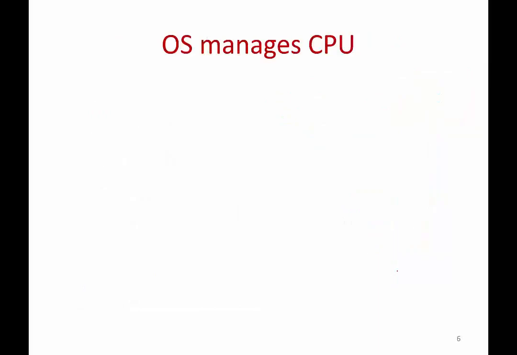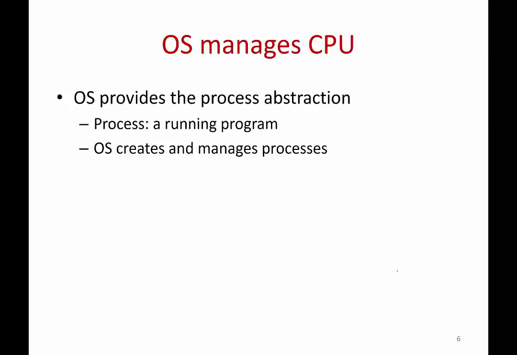So let's understand each of these things in detail. We've seen that the operating system manages the CPU, the memory, and the disk. Let's understand this in a little bit more detail. What does it mean for the operating system to manage the CPU? The operating system provides what is called a process abstraction.